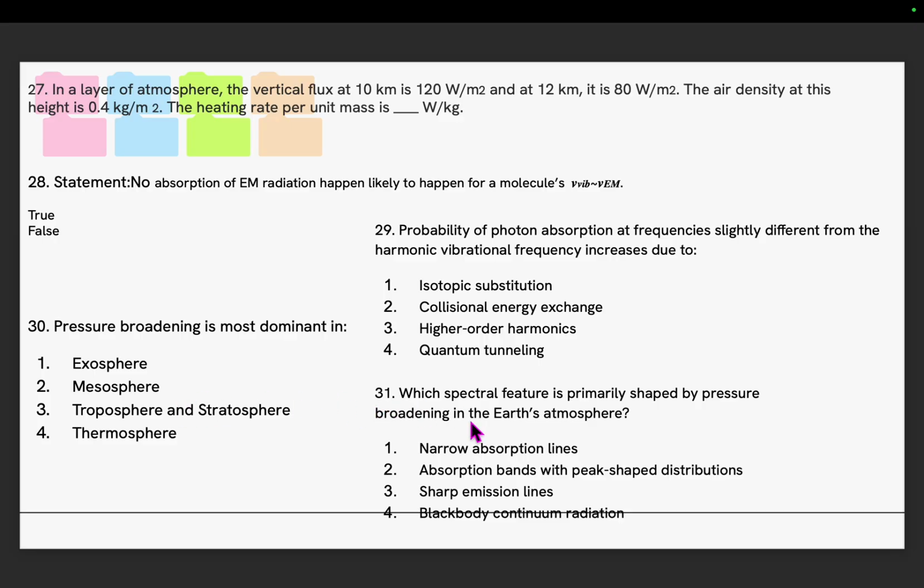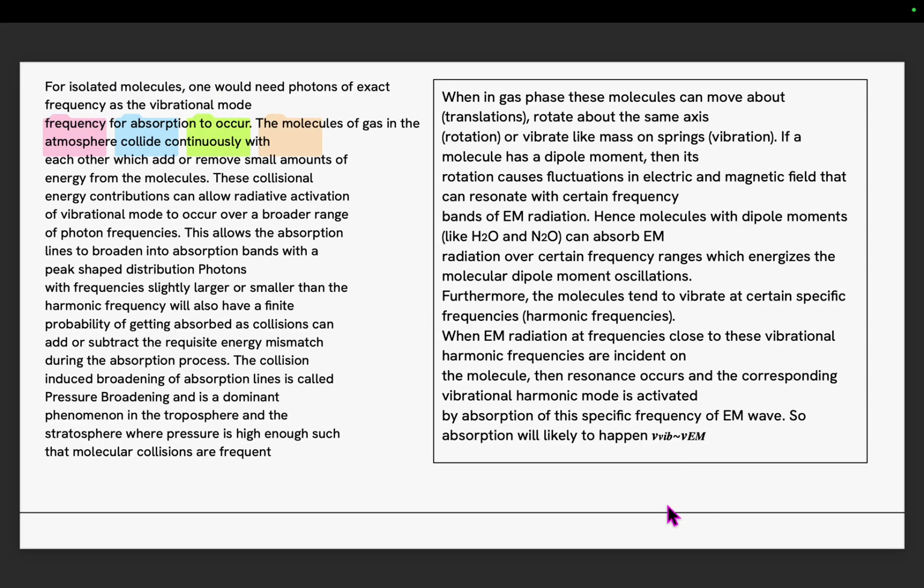Question 31. Which spectral feature is primarily shaped by pressure broadening in the Earth's atmosphere? Narrow absorption lines, absorption bands with peak shape distribution, sharp emission lines, or blackbody continuum radiation. So now we can answer 31 or 29. Check this answer after these statements.